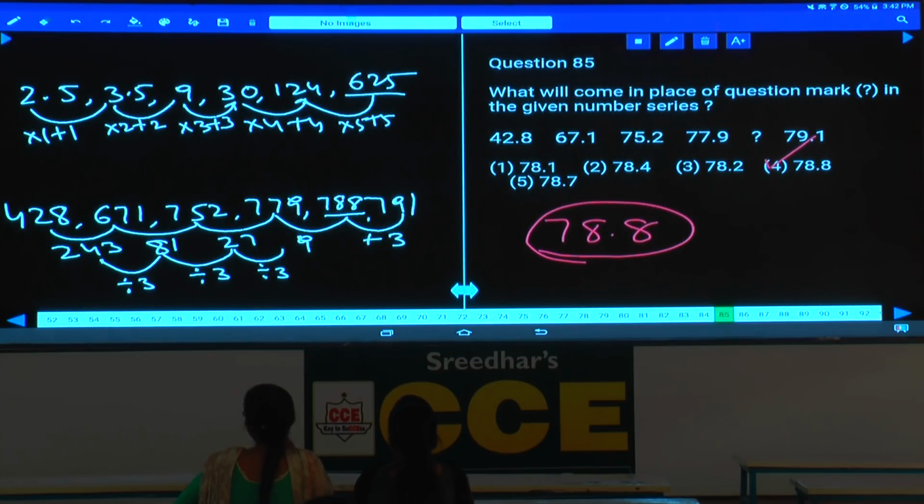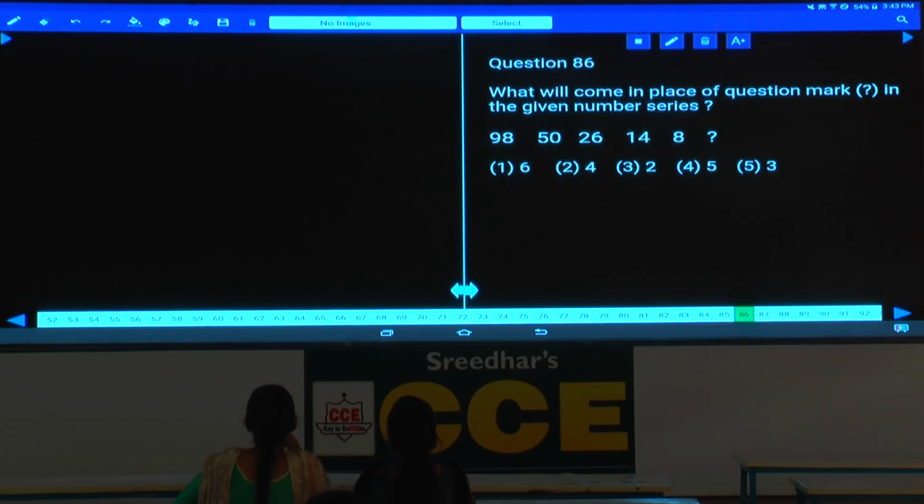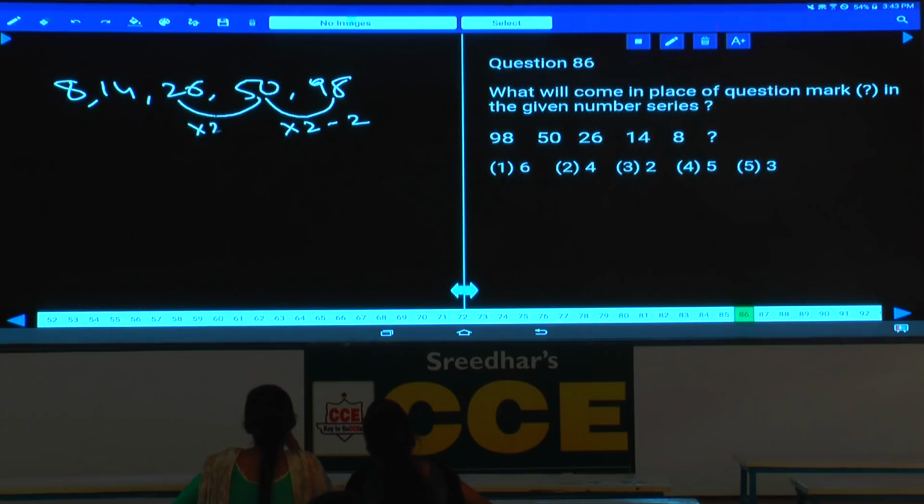Then question number 86. Tell me what are the numbers here? 98, 50, 26, 14 and 8. Now if you observe, the numbers are in decreasing order. Whenever the numbers are in decreasing order, always start in the reverse order, isn't it? What is the order here? 8, 14, 26, 50 and 98. Again, 50 into 2 is 100 minus 2, 98; 26 into 2, 52 minus 2, 50; and 14 into 2, 28 minus 2, 26; 8 into 2, 16 minus 2, 14, isn't it? Something into 2 minus 2 will be 8.